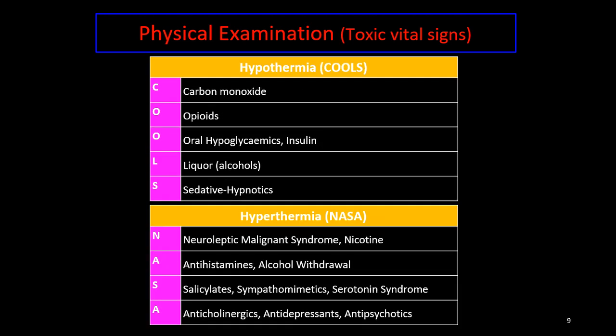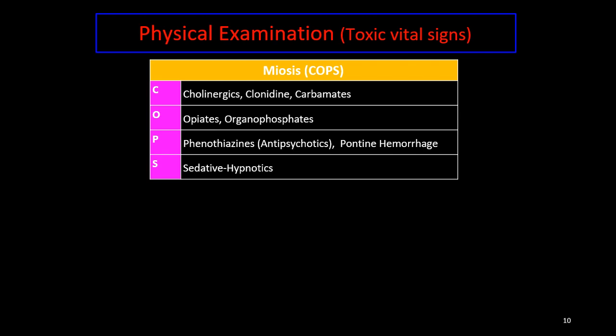Now we come to miosis. Okay, which poisons cause miosis? Opioids. Okay, anything else? Anything else? Four. We need to remember four. Obviously, constricted pupil. We first think of these two. Anything else which you can think of? Anticholinergics will cause pupillary dilatation. Sympathomimetics. Okay. So pontine hemorrhage, a medical condition which will cause constriction of pupils. Then opiates, organophosphates, cholinergics, carbamates, clonidine, and sedative hypnotics.